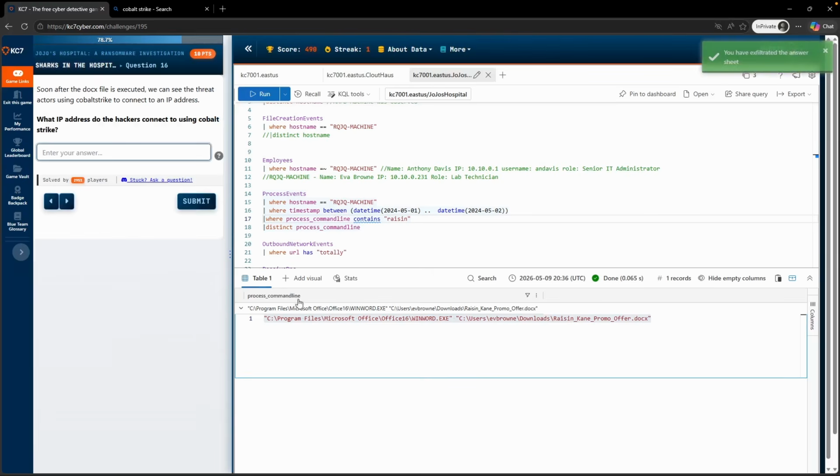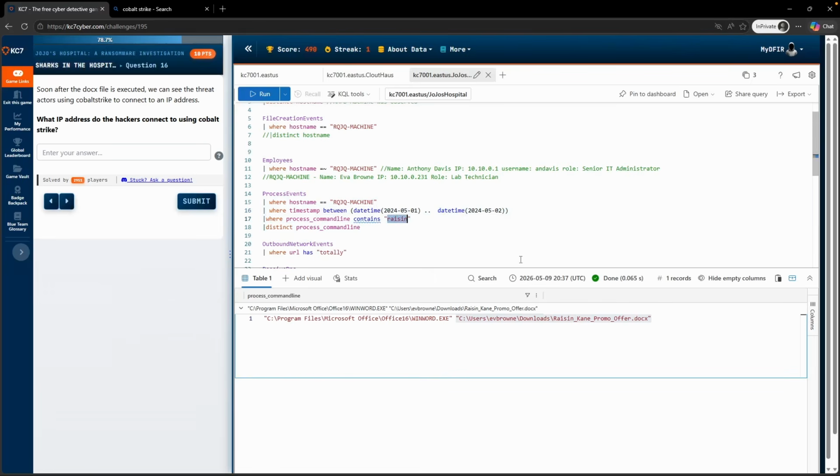Perfect. Now, just as an FYI, this process command line shows you evidence that Windows Word, aka Microsoft Word, was responsible for opening up this particular file. So that is how you read that here. Soon after the docx file is executed, we can see that the threat actor is using Cobalt Strike to connect to an IP address. What IP address do the hackers connect to using Cobalt Strike?